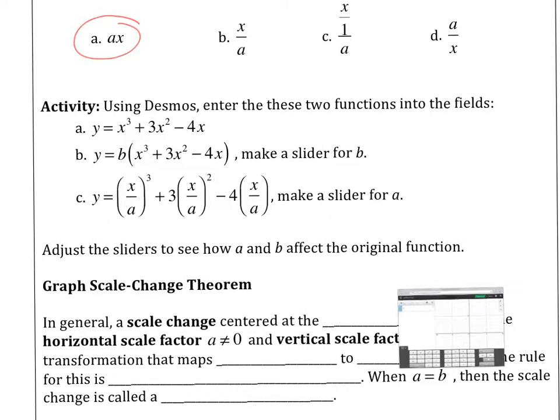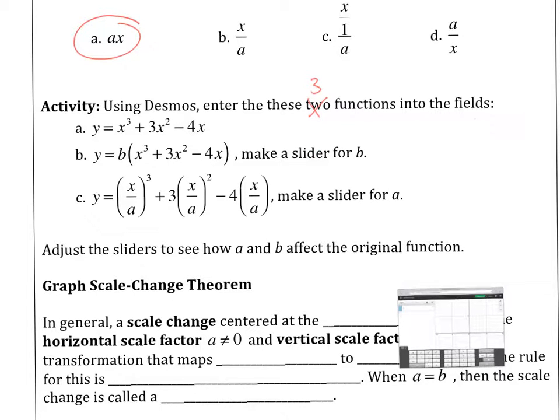What we're going to work through is continue going through what we did, and now you need to pull out your handy-dandy Desmos. You're going to enter these 3 functions into the fields. Notice that not the parent function, but this is going to be my base function. And I'm going to take that whole function and multiply it by b. And then each of the x's are also going to be divided by a. And you're going to make a slider.